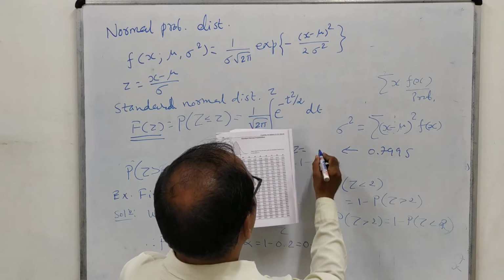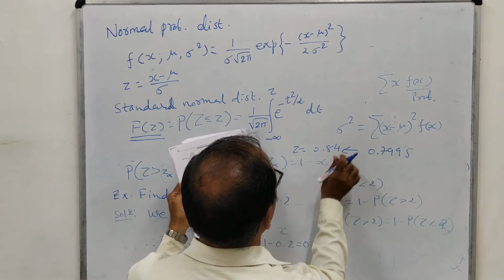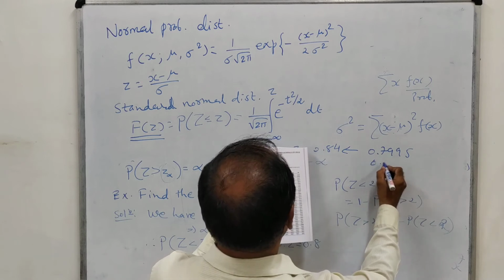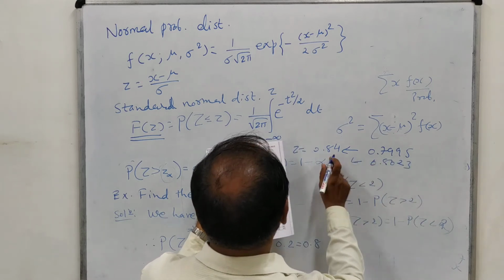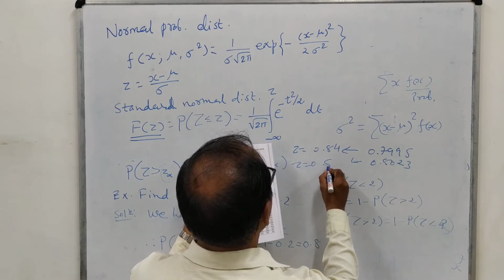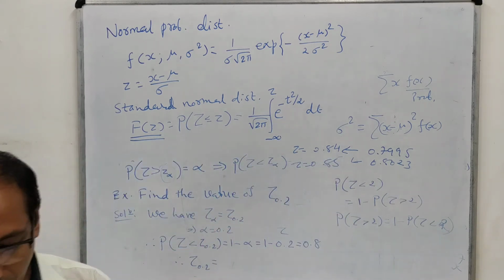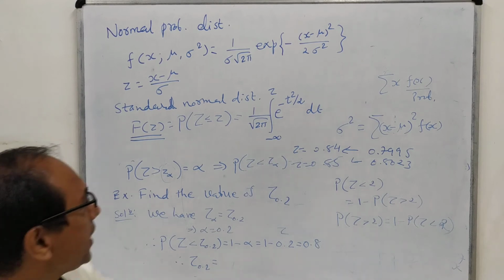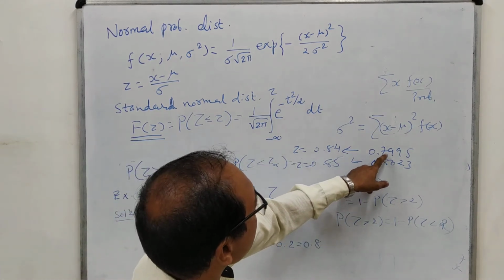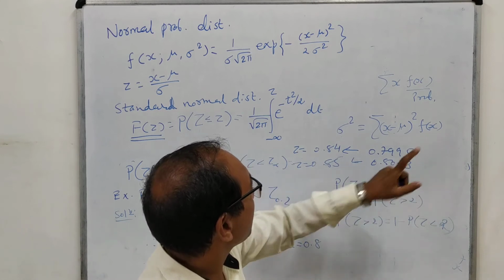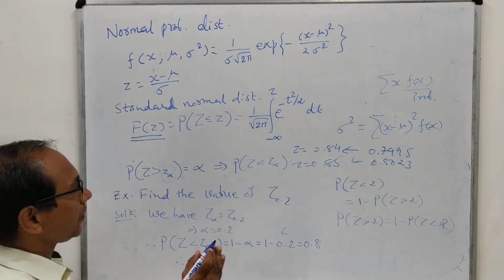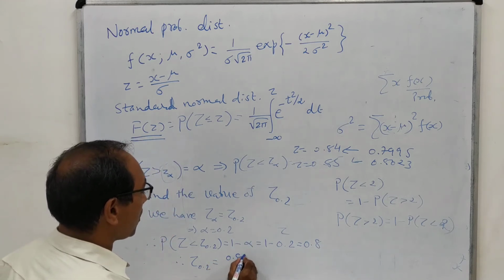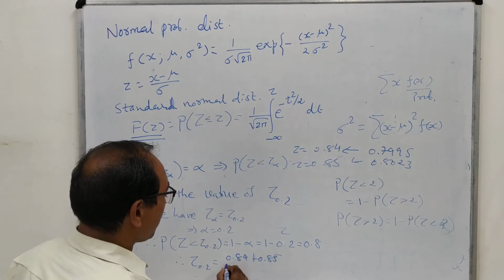0.7995 is near to 0.8, and this is for Z equal to 0.84. And one more value near to 0.8 is 0.8023, and this is for z equal to 0.85. Actually we want the value for 0.8, but 0.8 is not exactly there, but we can find the two values which are near to 0.8. So we can take the average of 0.84 plus 0.85 divided by 2.